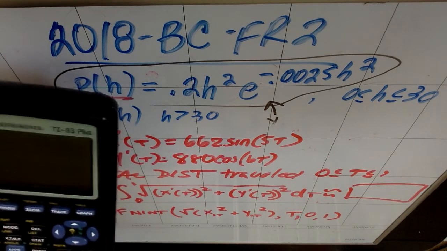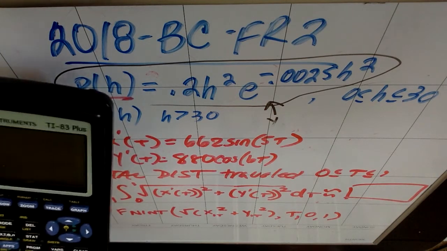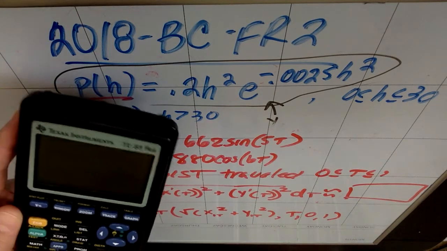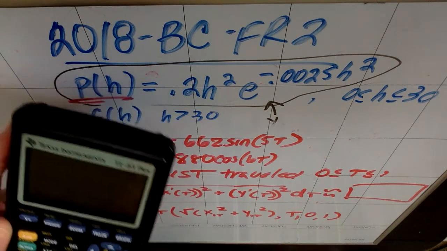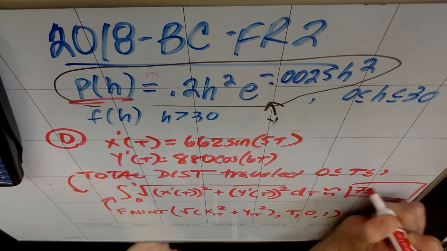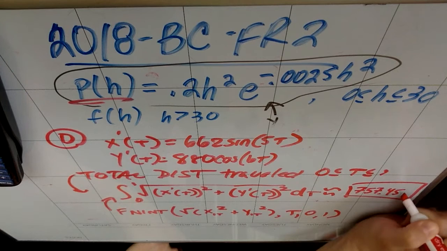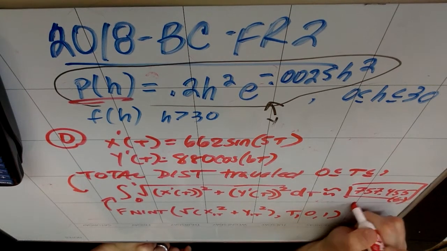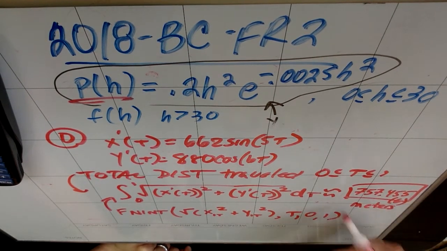There are reasons on the BC test to switch between function, polar, and parametric mode. There should never, ever, ever on a calc test be a reason to switch out of radian mode. Calc always is in radians. Yep, and I get 757.455 or 456, depending on if you round or truncate. And because this is a problem with units, I need to make sure I have units. It was moving in meters. So meters, right? Total distance in meters.